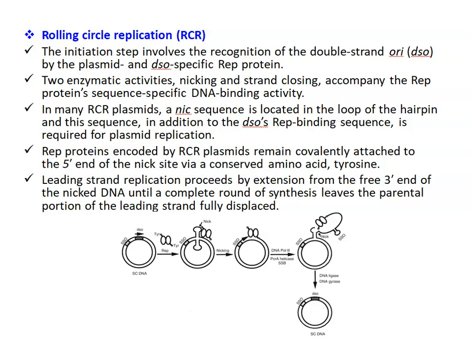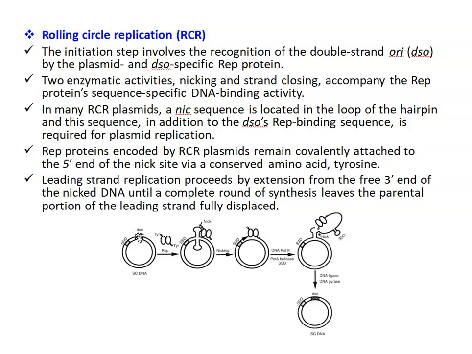The initiation step involves the recognition of double-strand ORI by plasmid and DSO-specific rep proteins. ORI, origin of replication site, and rep proteins, replication proteins. Just look at this diagram. This is single-strand DNA having single-strand origin and double-strand origin. So first step is recognition of this double-strand origin by plasmid and DSO-specific rep proteins. Two enzymatic activities, nicking and strand closing, accompany the rep protein sequence-specific DNA binding activity.